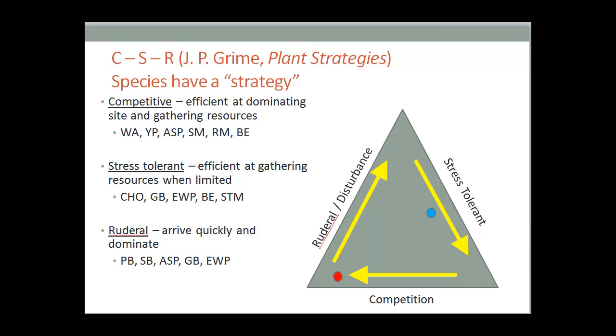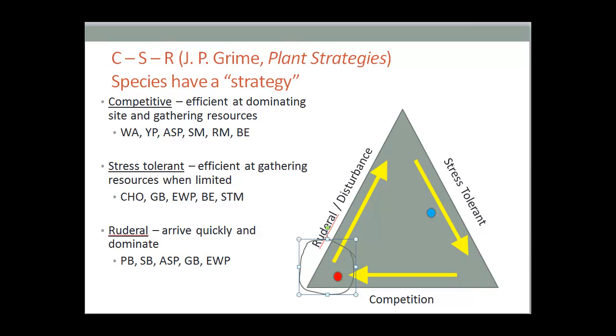A species of that, for example, might be sugar maple or white ash. So these are species that are relatively competitive. They also would be fairly tolerant of stress. You can see that it's high on the stress curve and low on the disturbance curve.